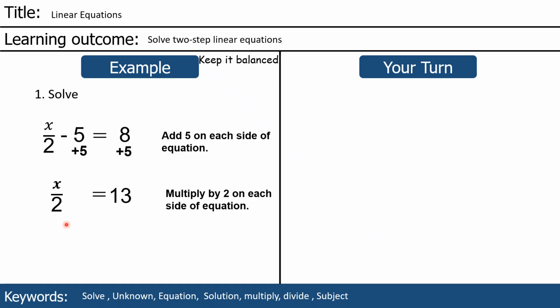So on the left hand side, we're going to multiply by 2, and on our right hand side, we're going to multiply by 2. Now we'll have x being equal to 13 multiplied by 2, which is 26. So let's pause the video and try these questions.